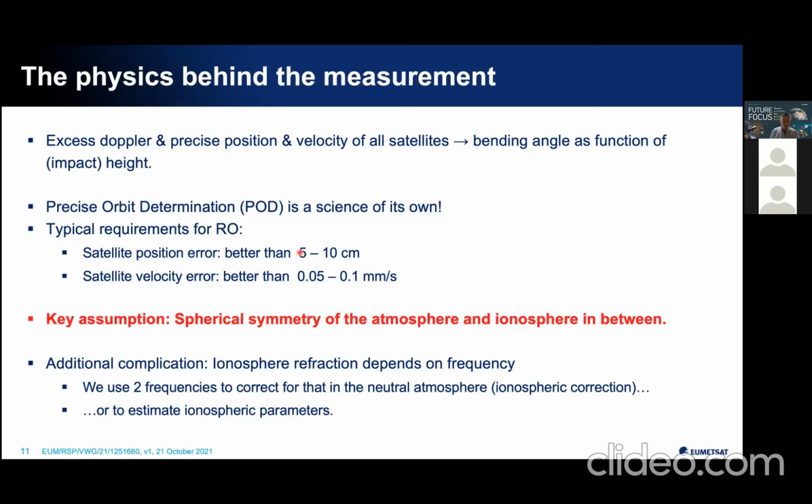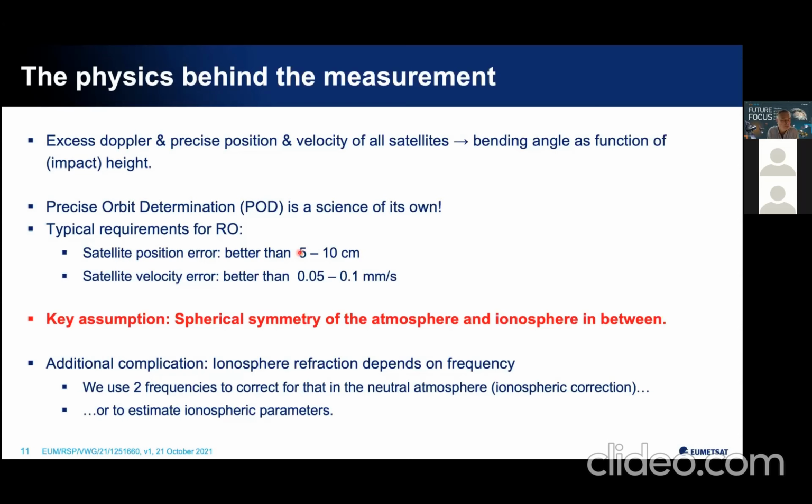Now, in that whole process of estimating the bending angles from these measurements, what we do assume is that the atmosphere is spherically symmetric around the tangent point. That is, we do not have any horizontal gradients. And if you're looking in the ionosphere, the assumption there is, of course, the same. As I mentioned, electromagnetic signals traveling through the ionosphere at different frequencies are slightly differently affected by the refraction. So the amount of bending is different for different frequencies. That is why we always use two frequencies in radio occultation.